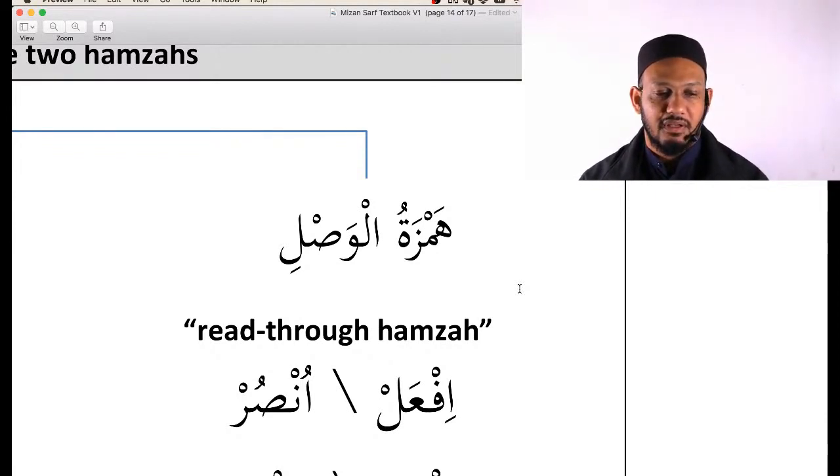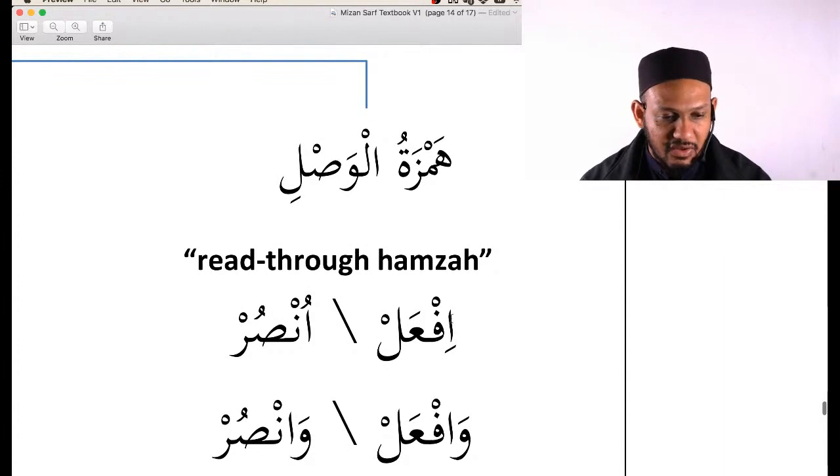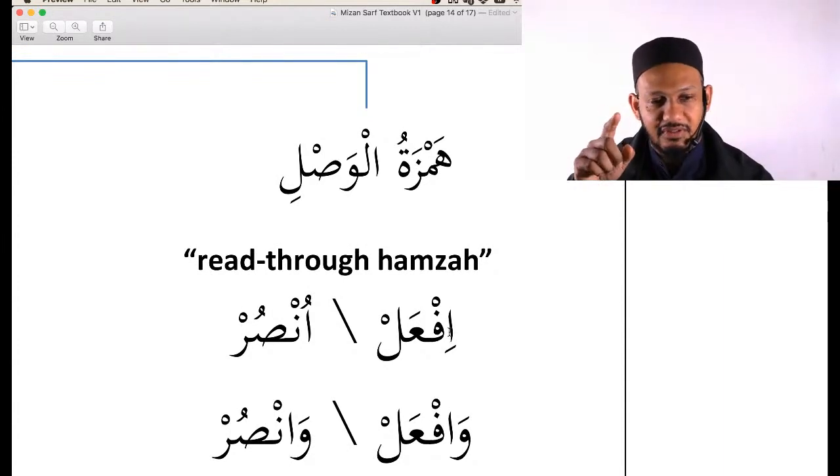Hamzatul Wasl. Say it together, Hamzatul Wasl. You don't really have to know the Arabic, you just have to know the concept. I just made it up, let's call this the read-through Hamza. So in this Hamza, you can see on the alif, there's no small Hamza.